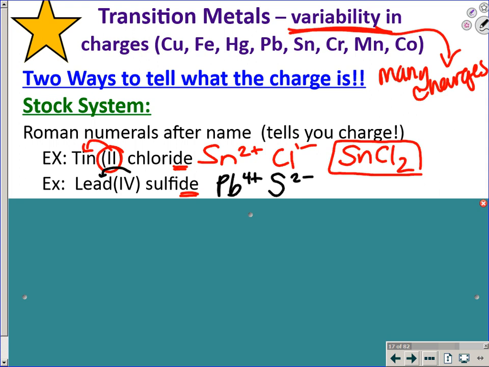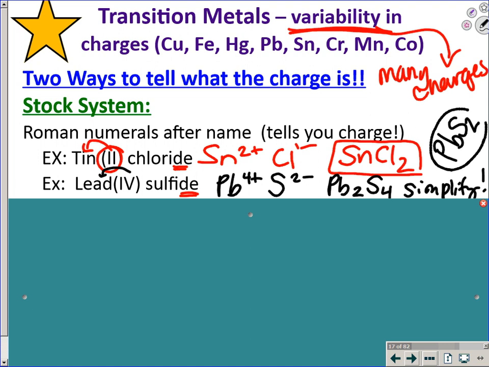Crisscross, what do you get? Pb2S4. And you're like, huh, what's my ratio? 1 to 2. So this is simple. You can simplify this. So if you can simplify, you should, because for every 1 lead, you only need 2 sulfurs. So you need not a 2 to 4 ratio, you need a 1 to 2, so that would be PbS2. So this is the better answer. This one is not simplified.